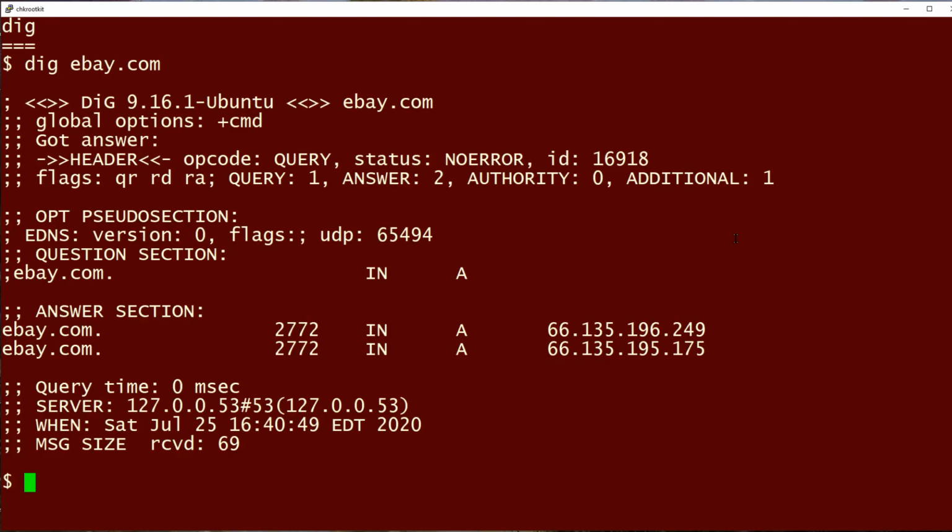And there we see a lot of information on eBay, including 2 IP addresses, the fact that this query came back with no errors and came back very quickly.